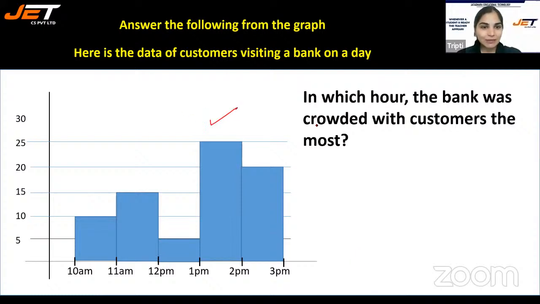In which hour the bank was crowded with customers the most? Most is the maximum. And I can see that from 1 p.m. to 2 p.m. And if I say least, in which hour the bank was crowded with customers the least? So that is 12 p.m. to 1 p.m.